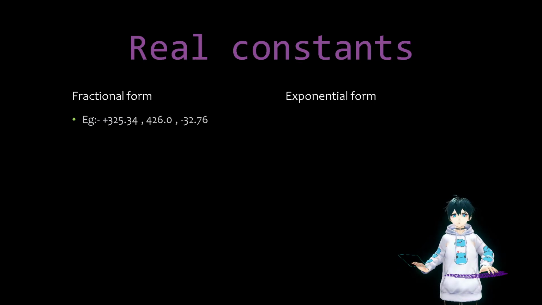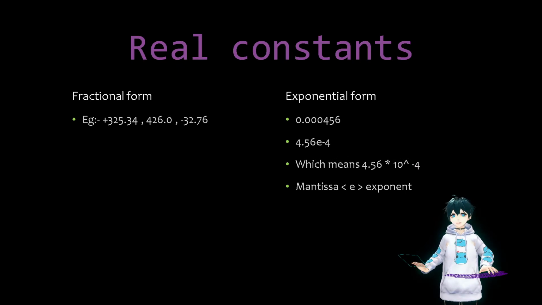The exponential form is generally used when the value of constant is either too big or too small, but you can use it whenever you want. Suppose you have a number 0.00456. In exponential form, you can write it as 4.56 e minus 4, which means 4.56 into 10 raised to -4. The part appearing before e is called mantissa and the part following e is called exponent. The range of exponential constant is from -3.4 e38 to 3.4 e38.